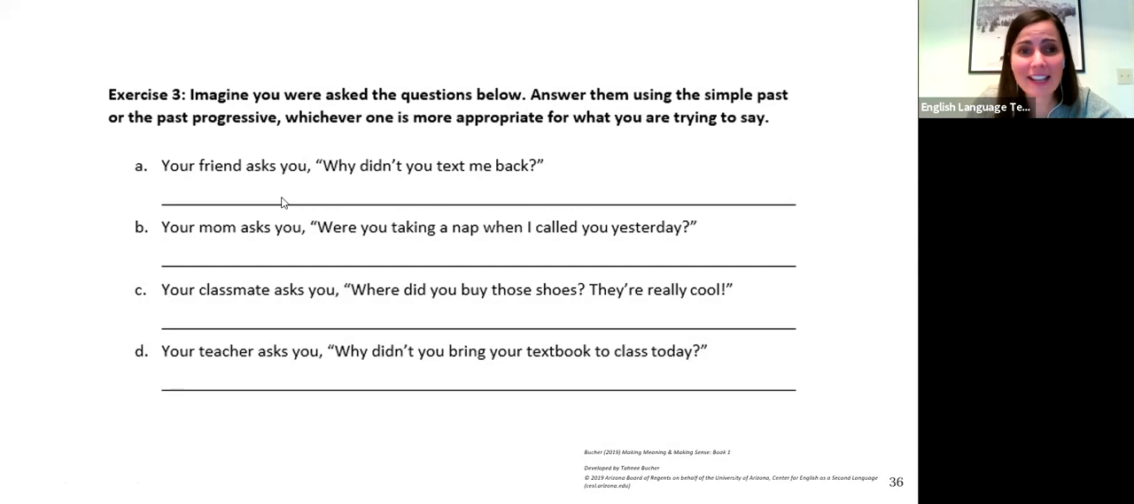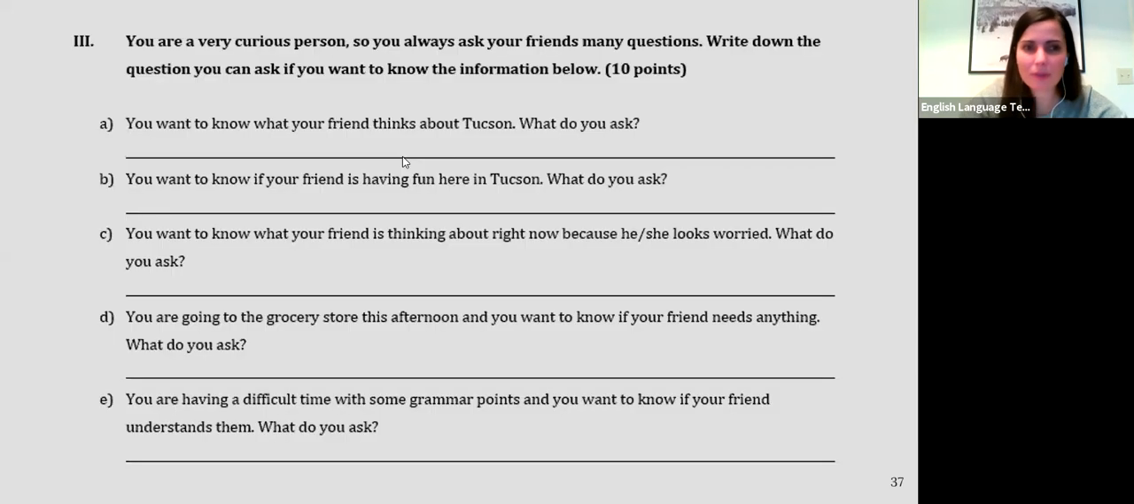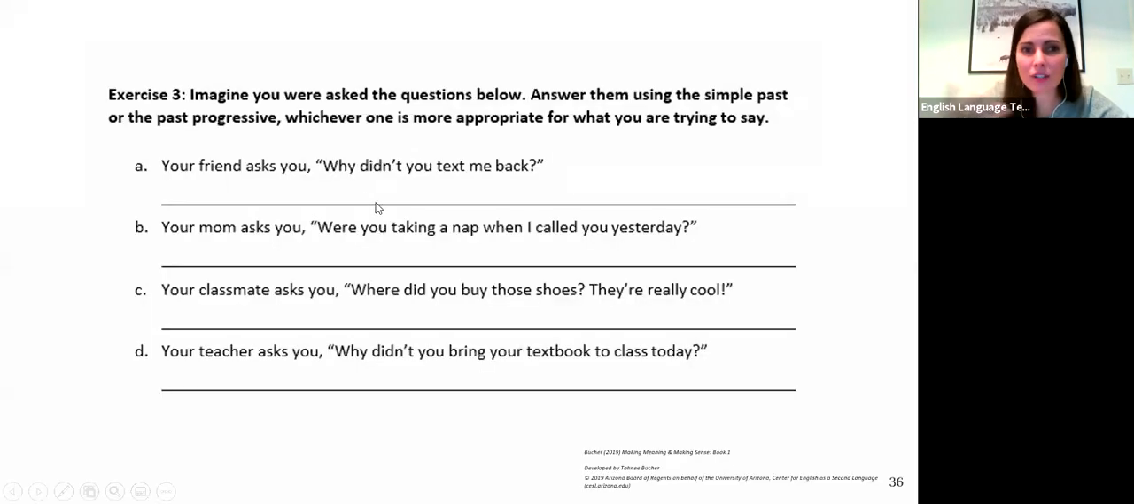Other types of tasks that I like to do with them is imagine, right? That you wanted to, well, would you respond, right? Your friend asks you, why didn't you text me back? And then you have to come up with a response, right? And you use the appropriate tense to respond. Were you taking a nap when I called you yesterday? Yeah, so I was taking a nap. Oh no, I was doing this, right? So you're going to see that they're going to use the correct tense by responding to an authentic situation, right?